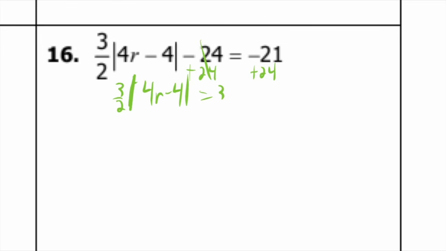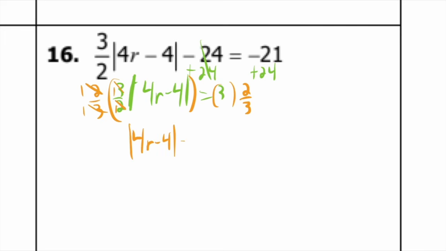To undo the multiplication of a fraction, I don't divide by a fraction because that's crazy messy. In general, I multiply by the reciprocal, or the flipped version, 2 over 3. On the left, the 2's reduce and the 3's reduce, and I get the absolute value of 4r minus 4. On the right, I put this 3 over 1, and note that the 3's reduce, and I have 1 times 2 multiplying straight across, which is 2.